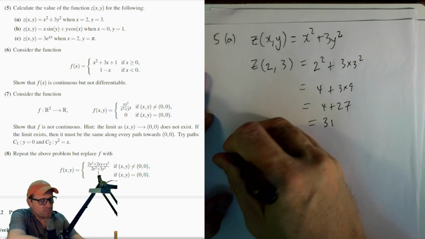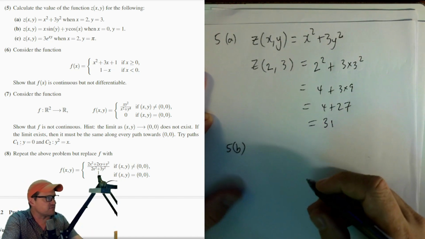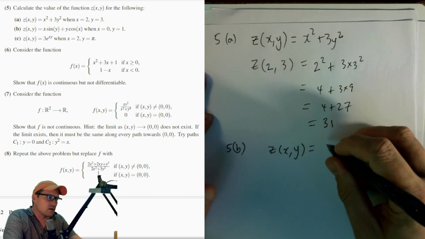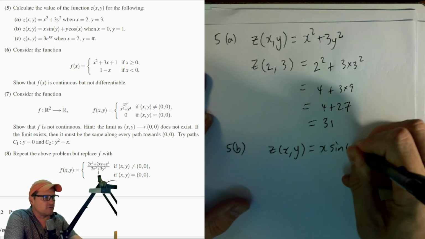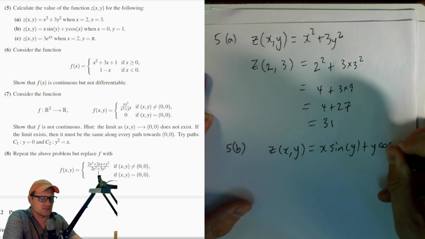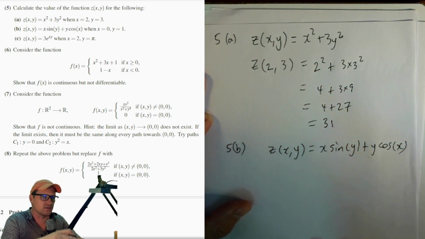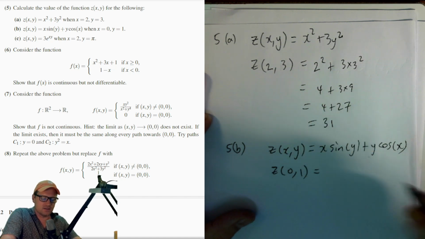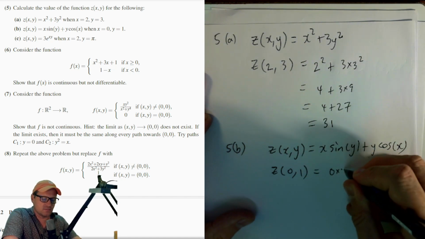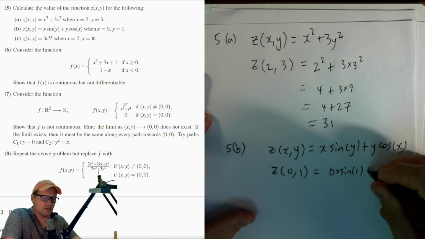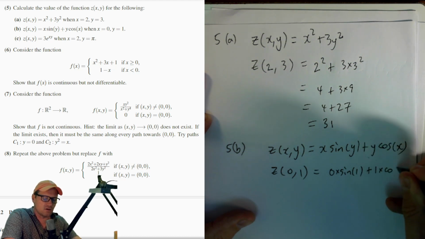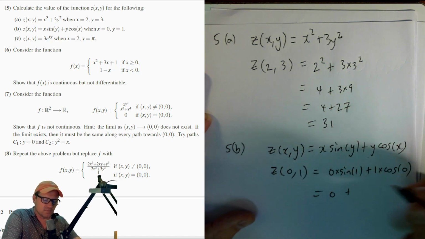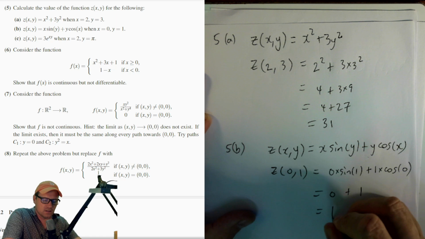Now, question 5b. So same thing, different function and different point. So z is a function of x and y, and this is x sine of y plus y cos of x, and we're evaluating this at the point 0, 1. So z of 0, 1 is 0 times sine of 1 plus 1 times cos of 0. And so this is 0 plus 1 times 1 is 1. And so we get 1.